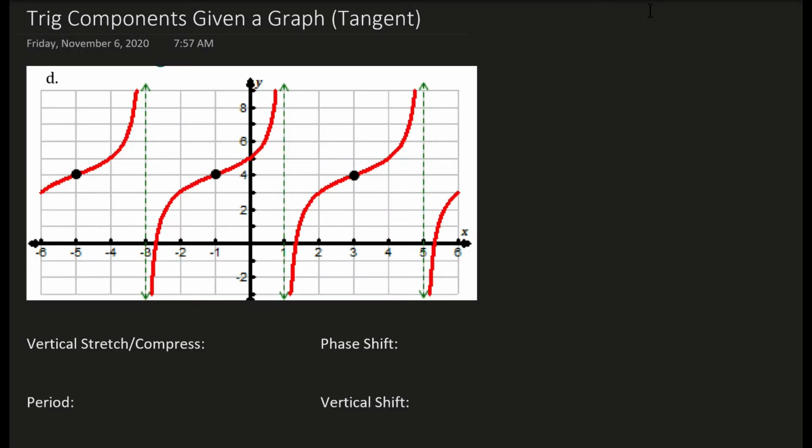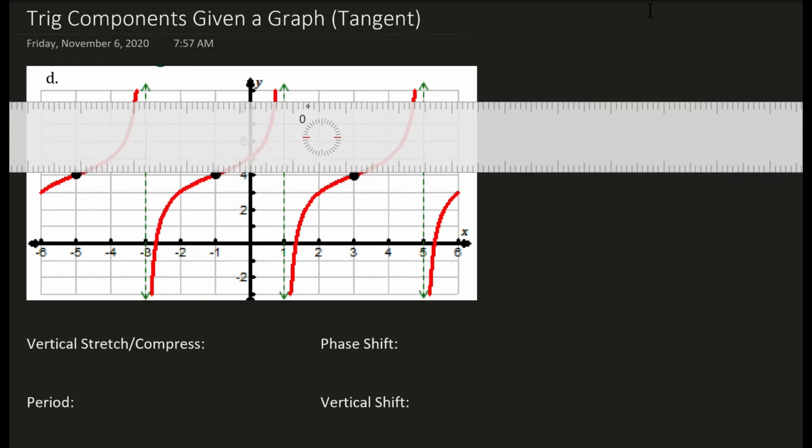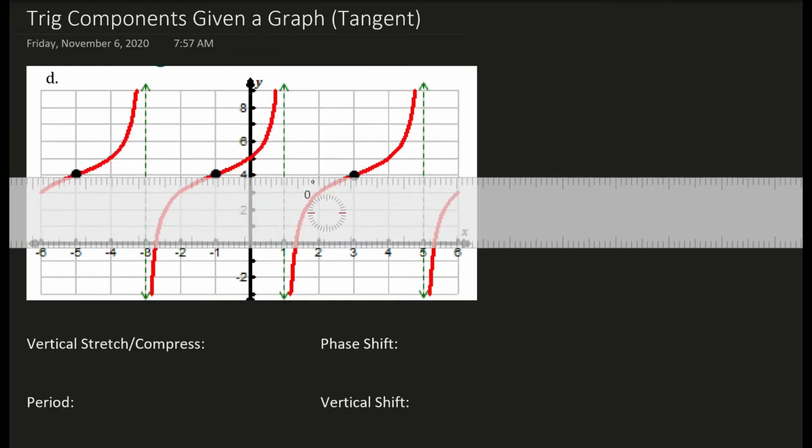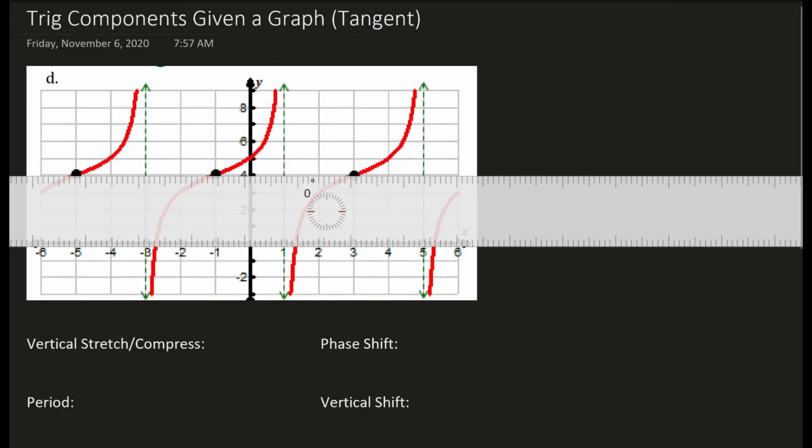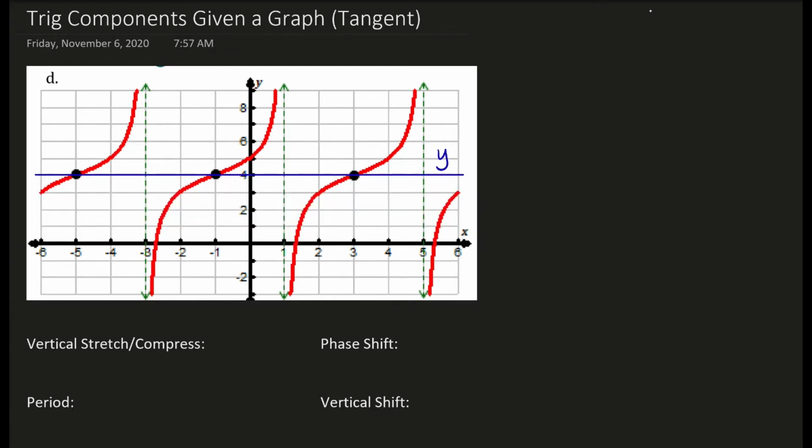In this video, we're going to be identifying the trig components of a tangent function when given a graph. So when you're given a graph of tangent, one of the first things you're going to want to do is find the midline. The midline is found wherever your inflection point is located. So here we have a midline at y equals 4. Just like sine and cosine, the midline is going to determine your vertical shift. So here we have a vertical shift that goes up 4 units.